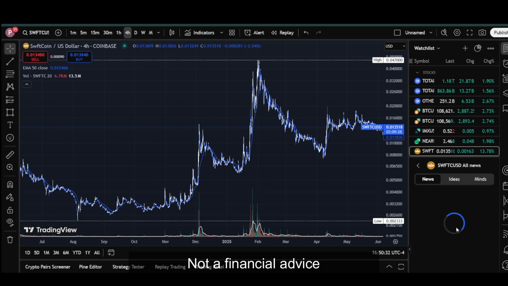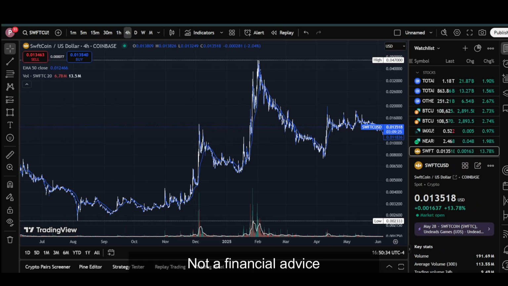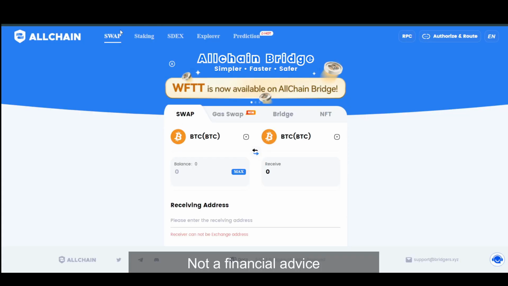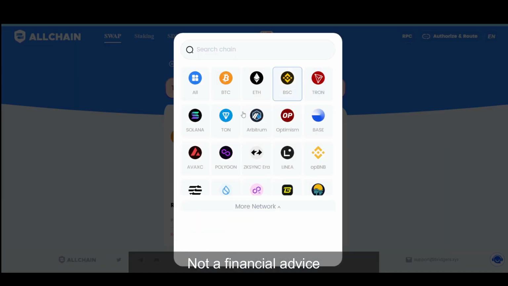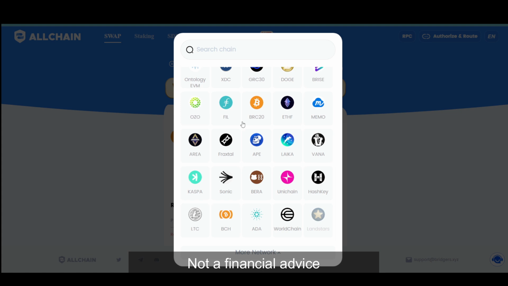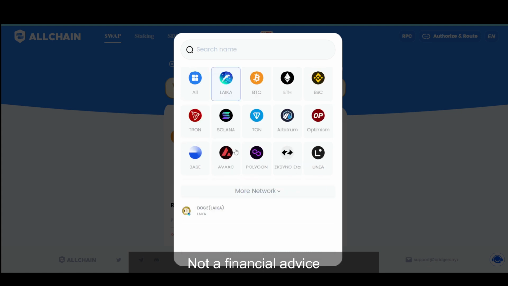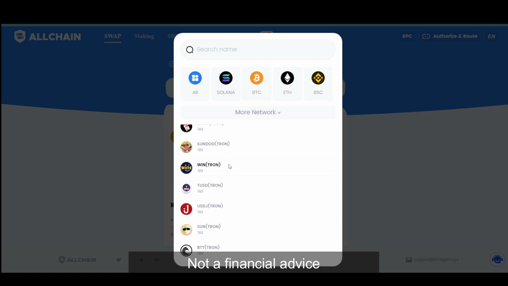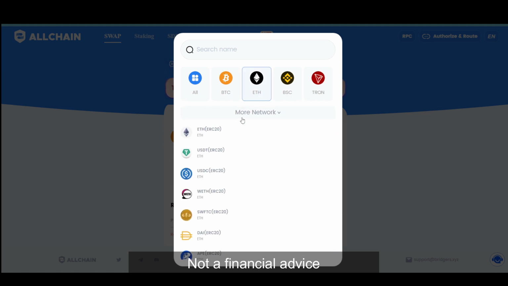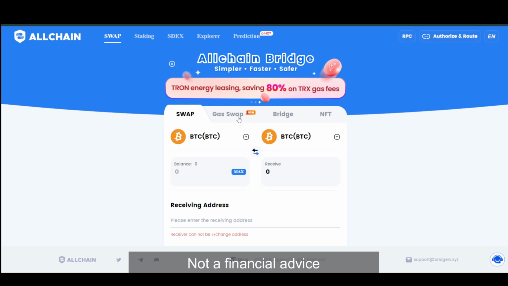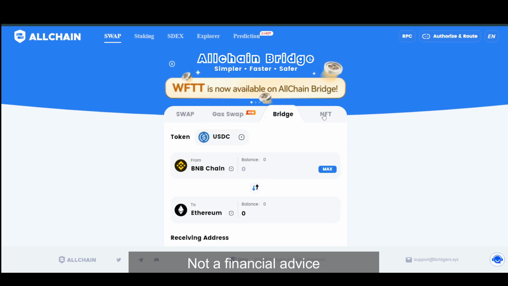So coming to the coin itself, we have this. They have a really interesting product called AllChain. As you can see here, you can do a lot of things. You can swap from one chain to another. You can do various things. They support a lot of networks, and you can also choose various tokens that they have on these chains as well. So that's pretty interesting. Besides that, they have gas swap, they have bridge, they even have NFTs.